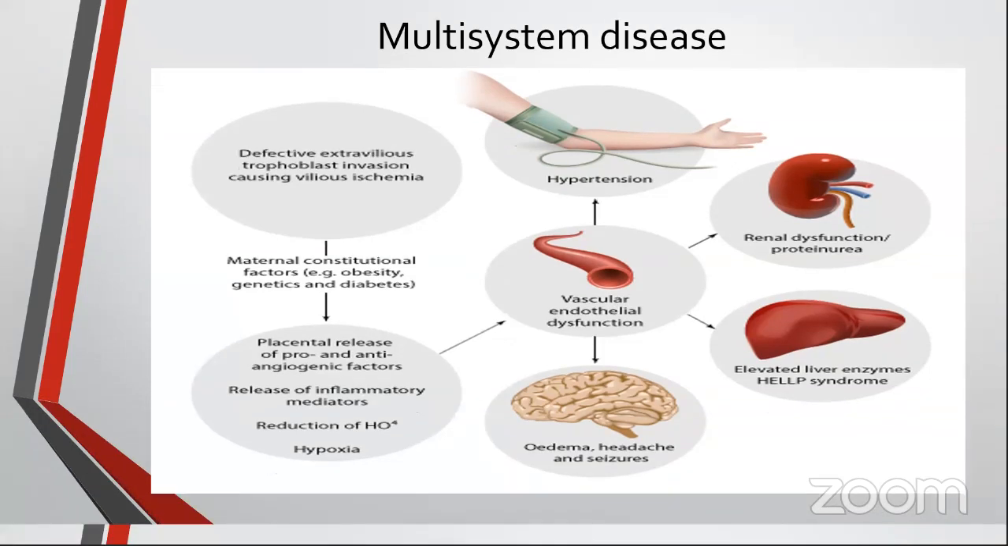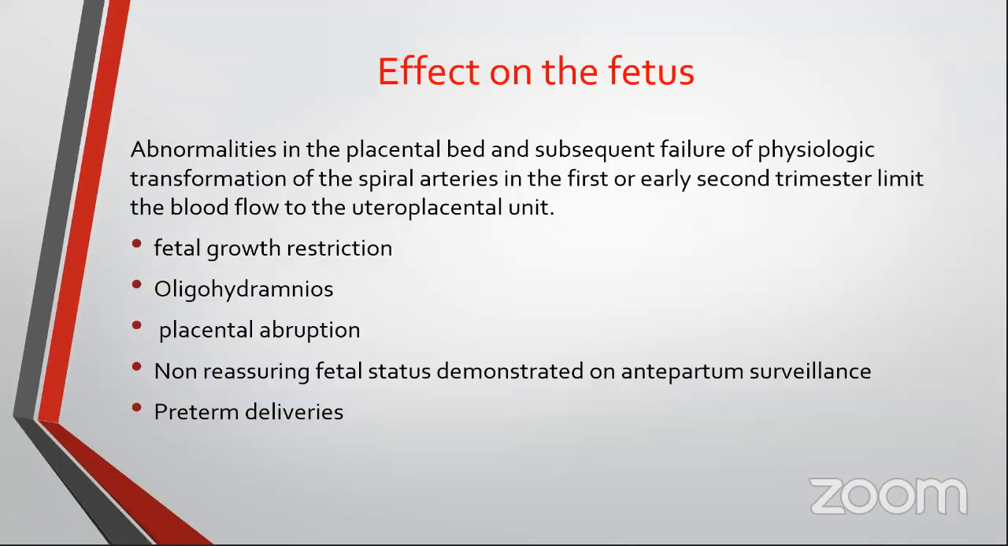Okay. So what is the effect of eclampsia or of hypertensive disorder on the fetus? The same pathophysiology: abnormality in the placental bed and subsequent failure of physiological transformation of the spiral arteries in the first or early second trimester limits the blood flow to the uteroplacental unit, which leads to fetal growth restriction, oligohydramnios, abruption, non-reassuring fetal monitoring, and preterm deliveries.